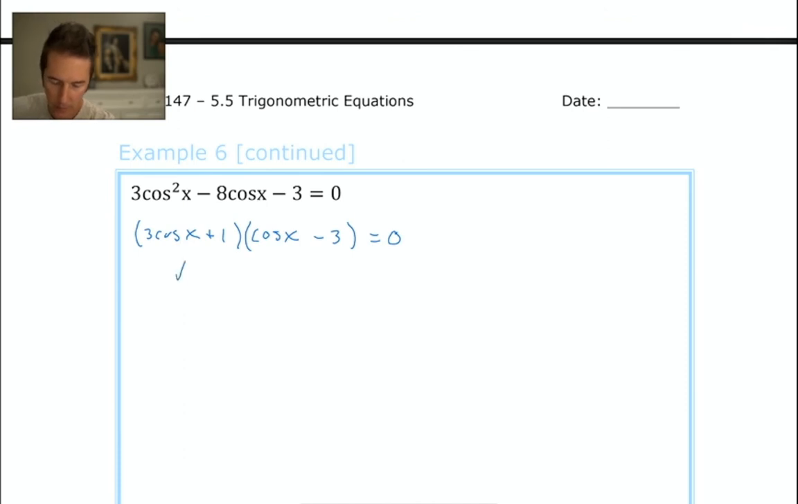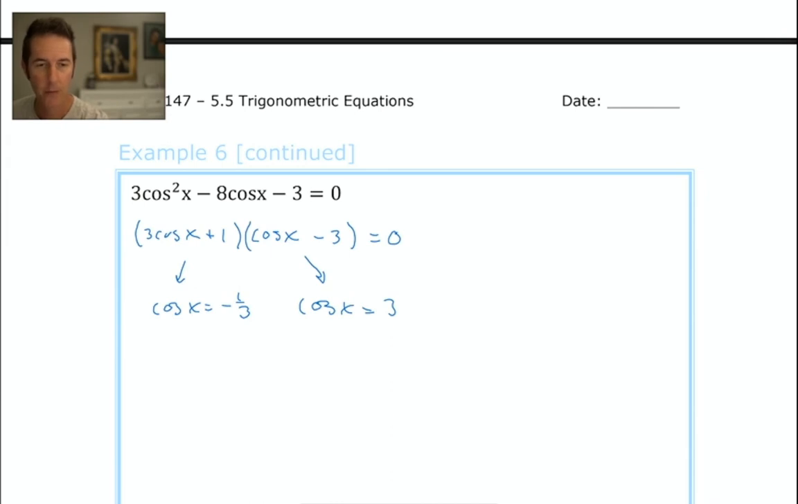If we set these equal to 0 and solve for cosine x, we will get cosine x equals negative 1/3, and cosine x will equal 3. There's an intermediate step in there that I didn't write out where I set each one of those things equal to 0 and then solved them for cosine x.